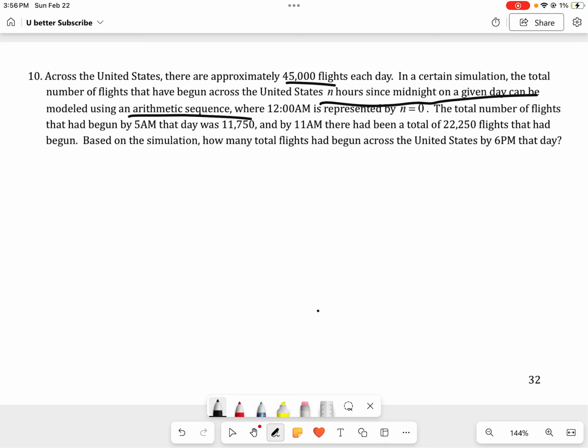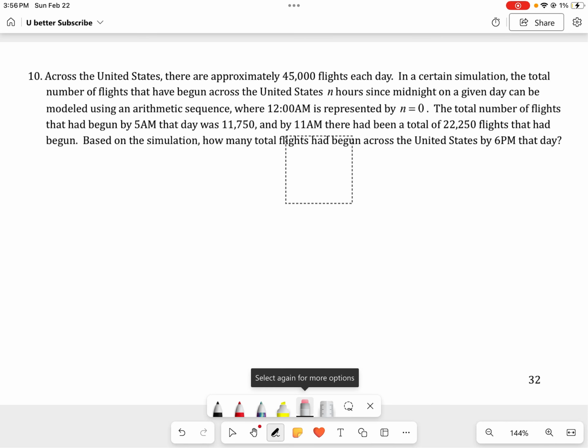Model using an arithmetic sequence. So we want to give us an arithmetic sequence, but we need points for that. So if 12 is represented by n of 0, yeah, we got that. Total number of flights that had begun by 5 a.m. was 11,750, and by 11 a.m. there were that many. So it's asking how many total flights. So let's just give out our values that we have.